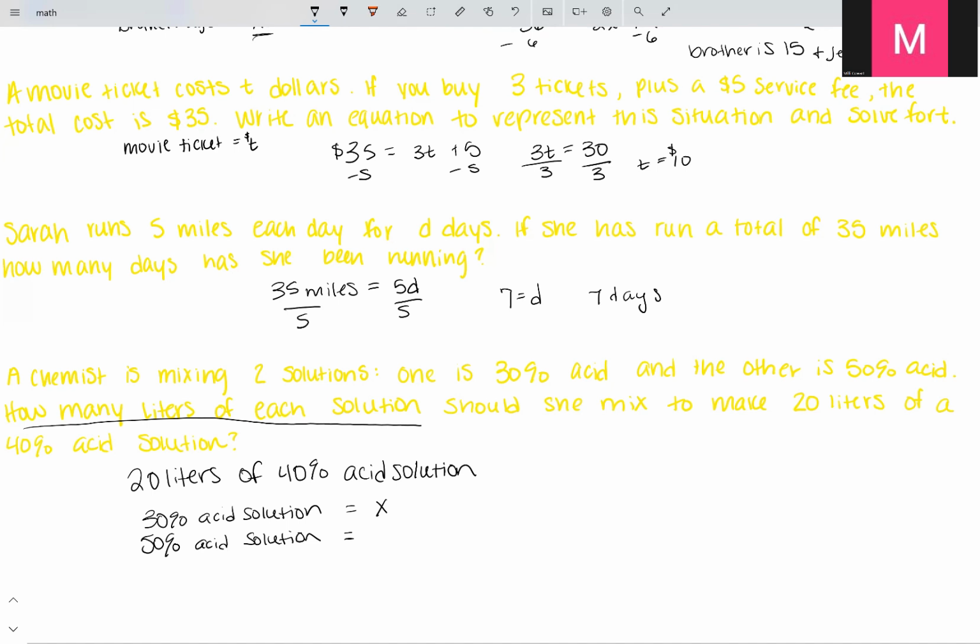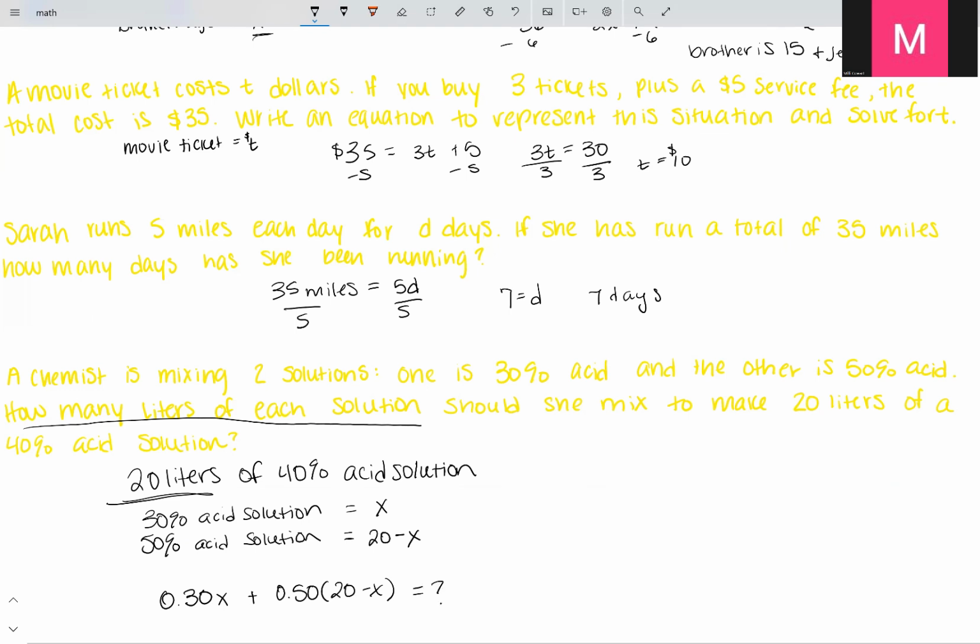So we have 20 liters total is what we're trying to make. So here we could say 20 minus x. We want them to add up to 20. We're going to assign our variables like that. So for one side of our equation, we're going to have 0.30x plus 0.50 times 20 minus x. Because again, we're looking for the number of liters to get this 40% acid solution. And this is our percent acid times the liters, percent acid times the liters.